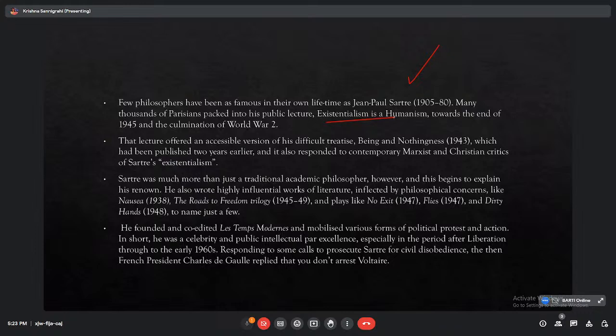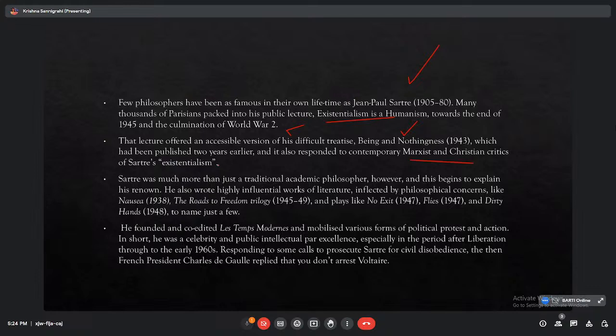Few philosophers have been as famous in their own lifetime as Sartre, and many thousands of Parisians packed into his public lecture, which was termed Existentialism is a Humanism, towards the end of 1945 and the culmination of World War II. That lecture offered an accessible version of his difficult treatise. What is it? Being and Nothingness, which had been published 2 years earlier.